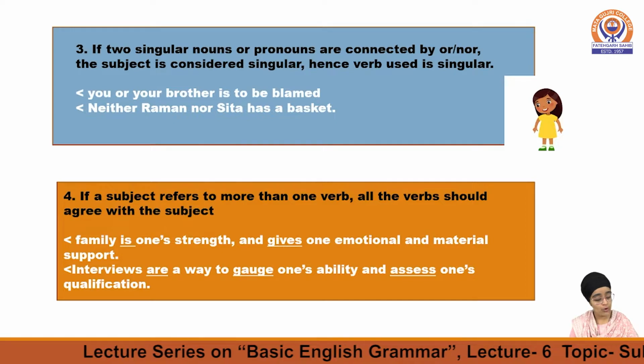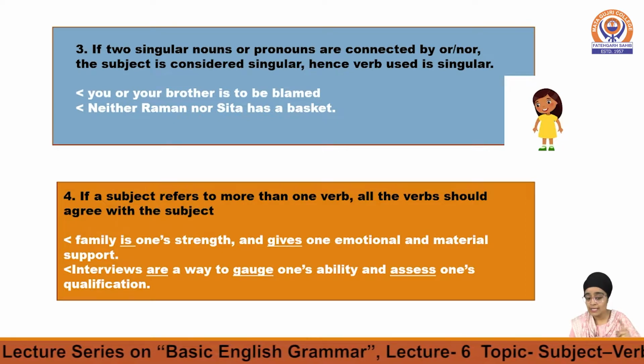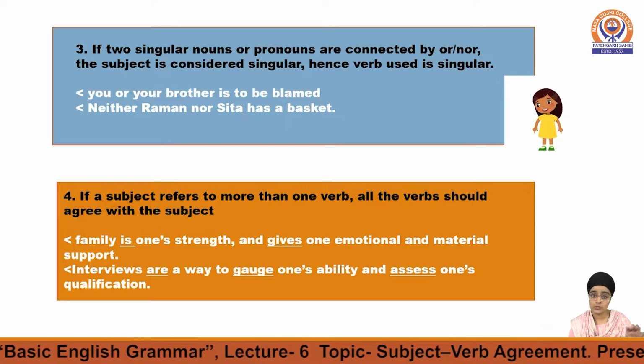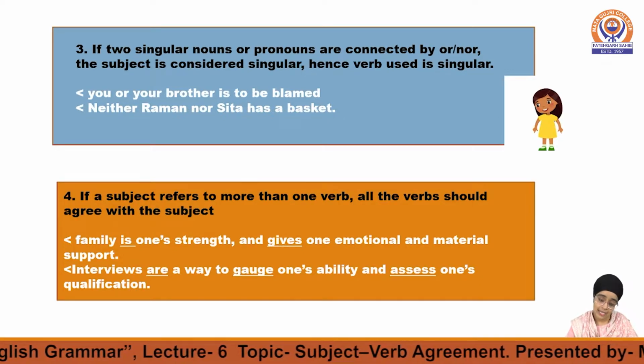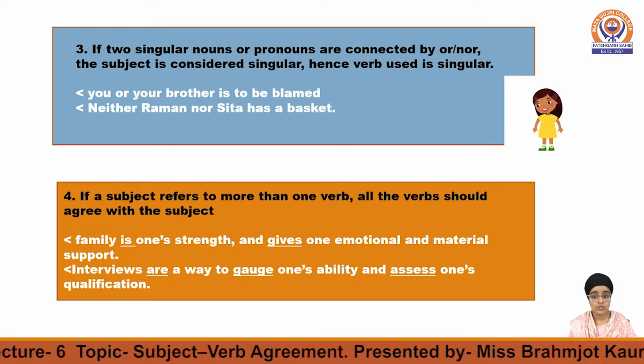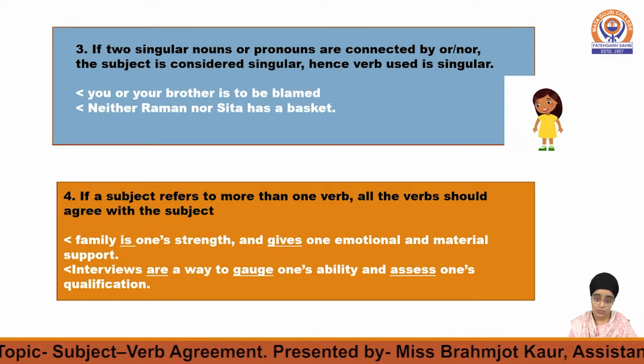If I say you and your brother, then the verb will be are to be blamed. Now here I am saying you or your brother. So either you or your brother is to be blamed. Neither Raman nor Sita has a basket. So one of them, I am talking about one.